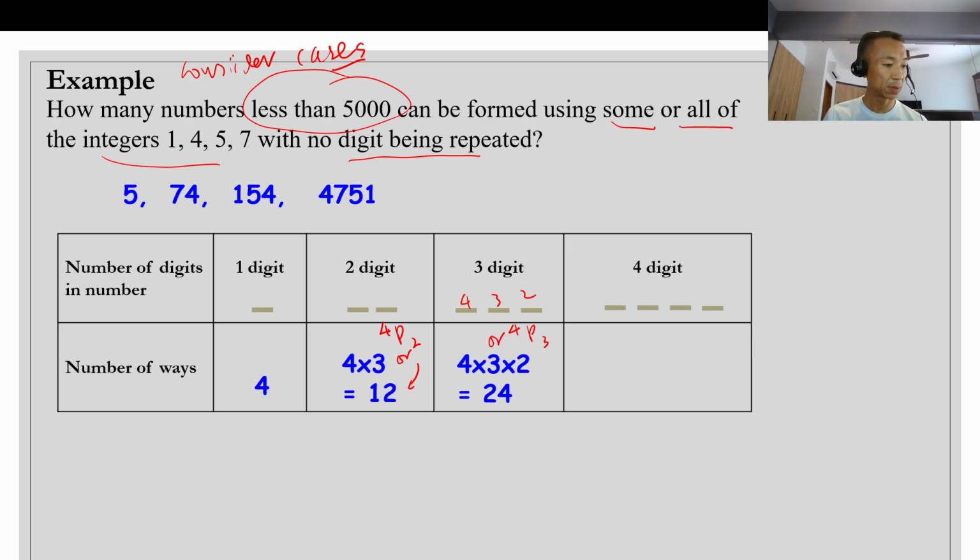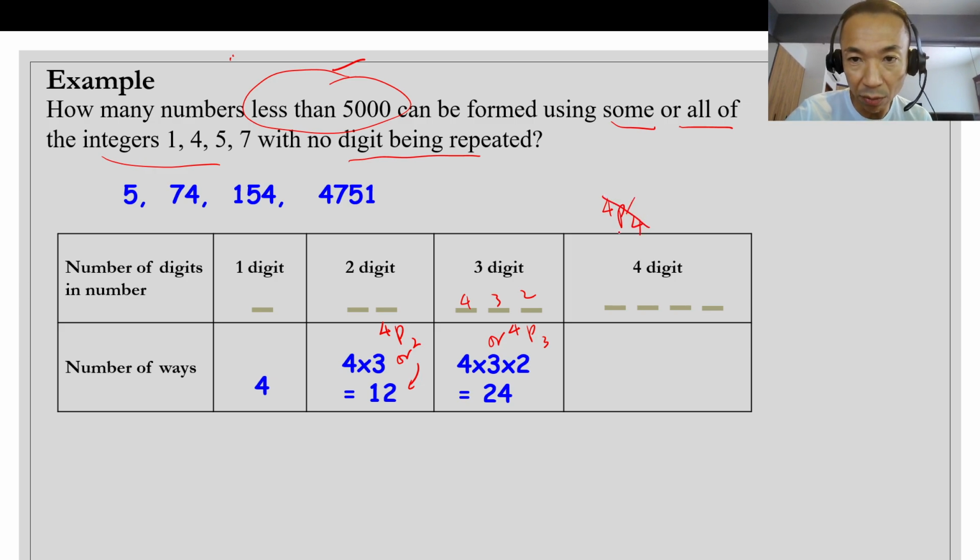Not a problem. Now, if it's a 4-digit number, you must be extra careful because of this word here. It must be less than 5,000. So your first digit cannot be a 5. First digit also cannot be a 7. So what is dangerous, you cannot say 4P4. This is wrong. You cannot say 4 factorial. 4 factorial is also wrong. Why? Because when you say 4 factorial, you are saying that the first digit can be anything. It could be 1, 4, 5, 7.